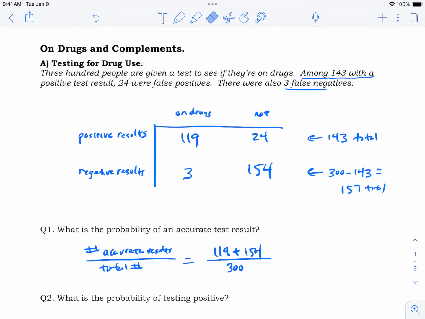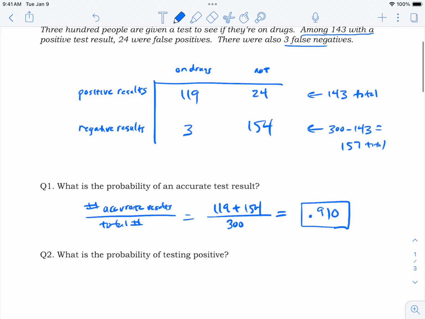So there's 300 total, and if you work this out and turn it into a decimal, I got 0.910. I think it was 910 actually. So 0.910, sometimes three decimal places is good for these things. So 0.910, about a 91% chance that this test is accurate. Okay, good to know.